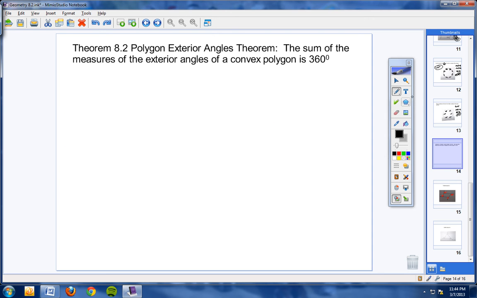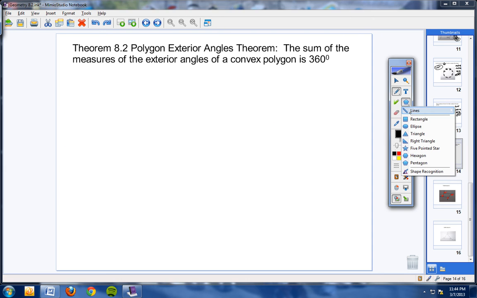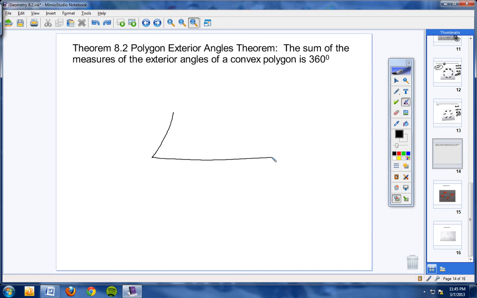Okay, hopefully you're just about done copying this down. Underneath this, I would like you to draw just a weird shaped four-sided polygon. Something like that. There, that's good. Draw that in your notes. Now I want to show you what this theorem is saying.